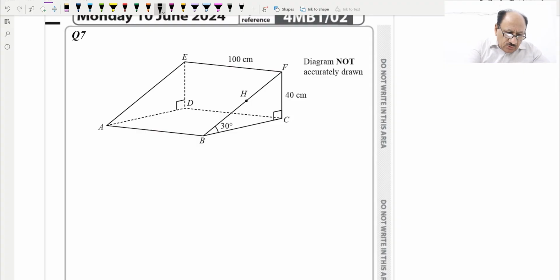Diagram is not to scale, which is written over here, and then figure 1, which is this, shows a right triangular prism ABCDEF, and the base ABCD is on a horizontal plane. CF is equal to DE, which is 40. So this one is 40, it means this is also 40 centimeters.